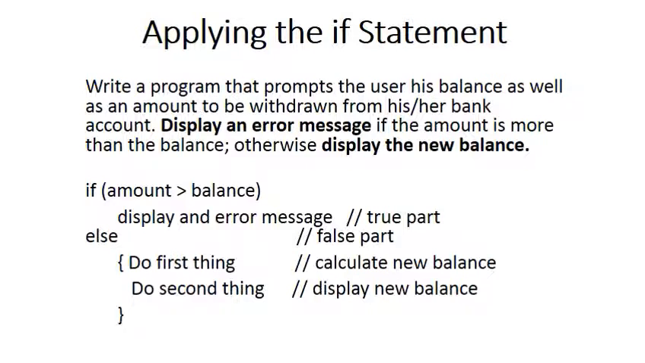So without giving away all the code, this is more or less a hint of what you would do in this question for the prac. The true part will display an error message. What will happen in the false part? We first of all notice that there's two things that need to happen in the false part. So immediately we see that there's an open and a closed bracket after the else. And what are these two things? You need to calculate the new balance and you need to display the new balance.